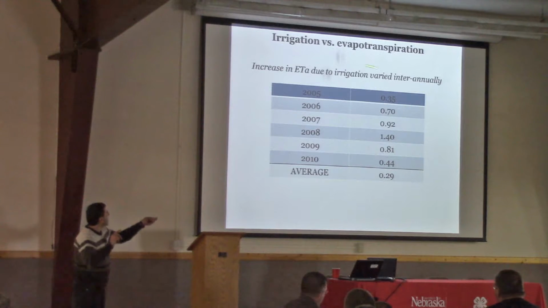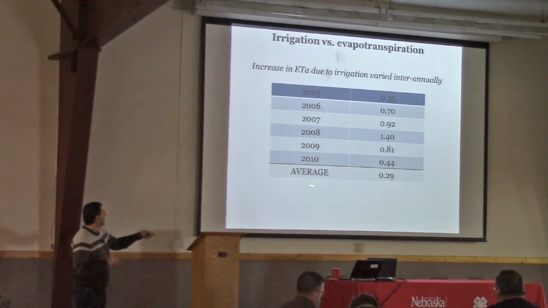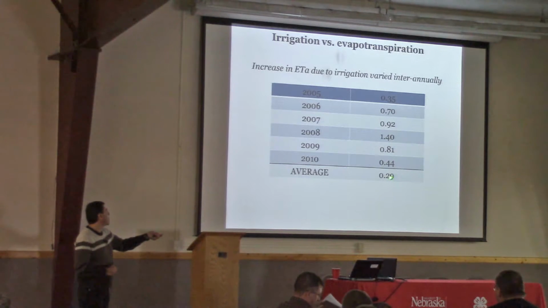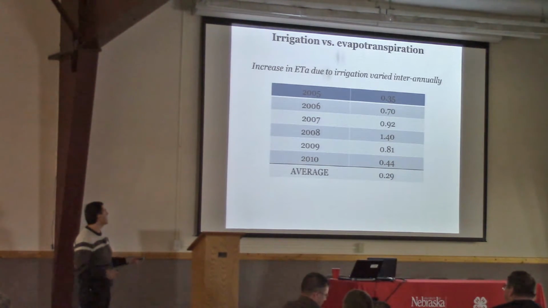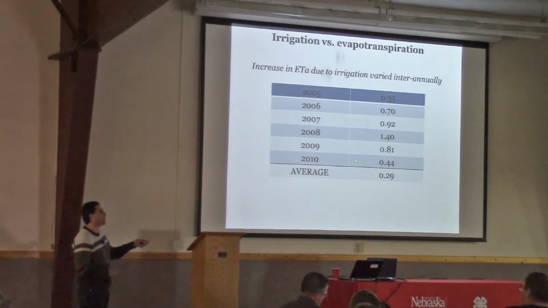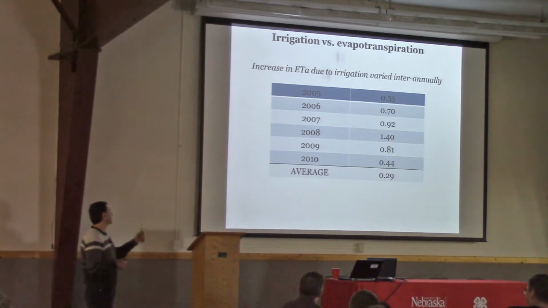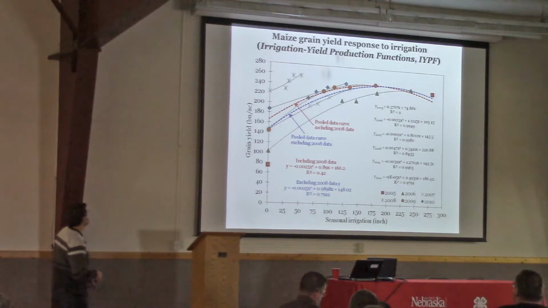So, on average of all 6 years, if I increase my irrigation 1 inch, then I'm going to have 30 hundredths increase in ET. There is not a single year where ET did not increase due to irrigation.